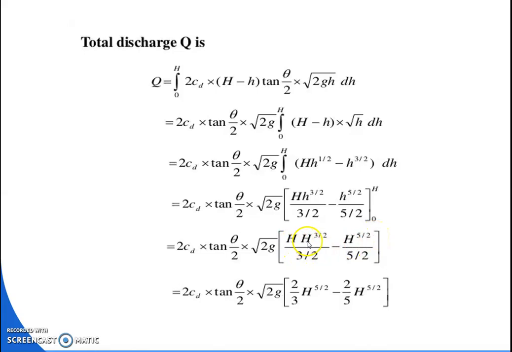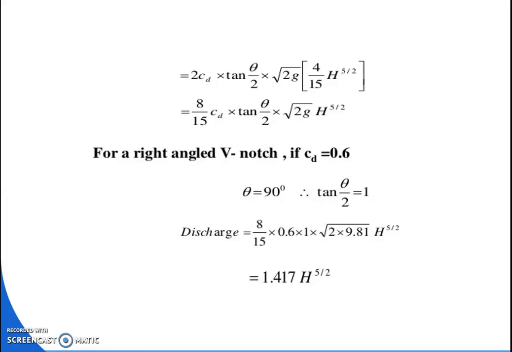So capital H into H to the power 3 by 2 divided by 3 by 2 minus H to the power 5 by 2 divided by 5 by 2. We are getting 2 CD tan theta by 2 into square root of 2g whole bracket, 2 by 3 H to the power 5 by 2 minus 2 by 5 H to the power 5 by 2. Finally, taking the LCM, we will have 4 by 15 H to the power 5 by 2, and this gives 8 by 15 CD tan theta by 2 square root of 2g H to the power 5 by 2.